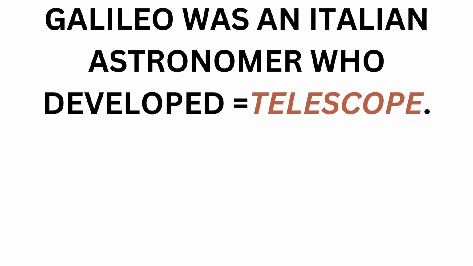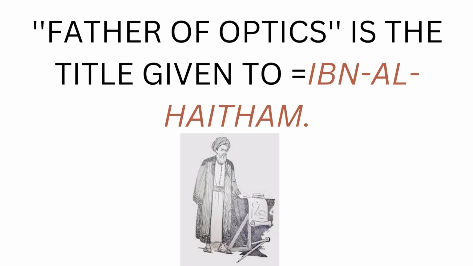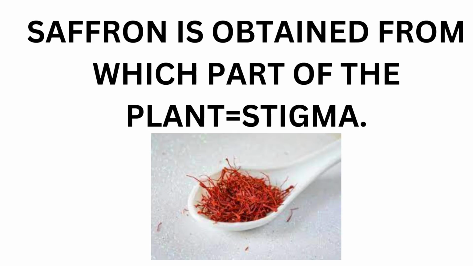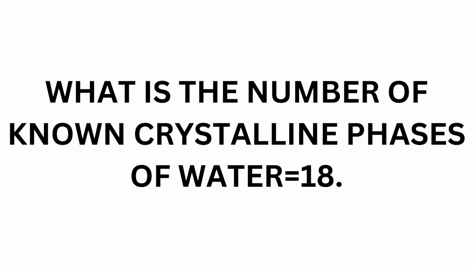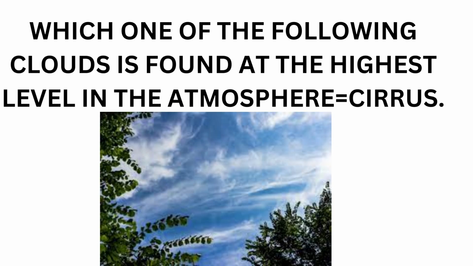Galileo was an Italian astronomer who developed the telescope, and father of optics is the title given to Ibn al-Haytham. And saffron is obtained from which part of the plant? That is obtained from the stigma. And what is the number of crystalline phases of water? The total crystalline phases of water is 18.